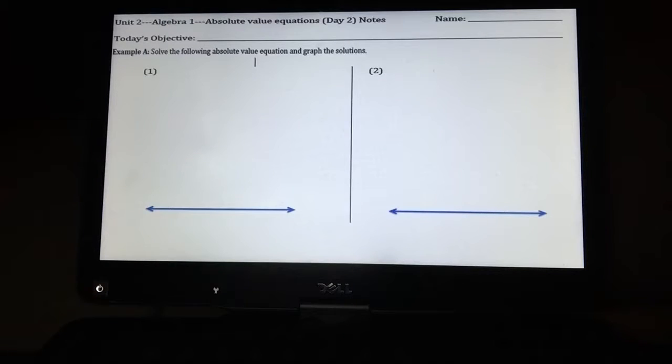Hey guys, so today is day 2 for absolute value equations. Now today we're not just going to be dealing with the equations, we're going to be dealing with absolute value word problems. So let's go ahead and write down today's objective. Today's objective is I can solve and graph absolute value word problems.